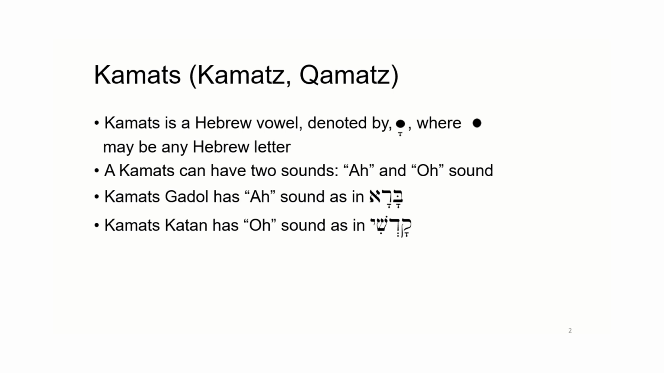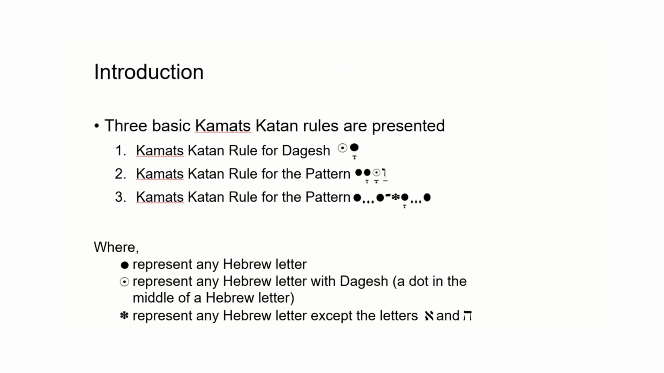An example of Kamatz Gadol is the word bara, where there are two A sounds. An example of Kamatz Katan is the word kochi, where there is one O sound. The three patterns for the Kamatz Katan rules are for words containing the following. Number 1, a letter with Kamatz followed immediately by a letter with dagesh. Note, a dagesh is a letter with a dot in the middle.